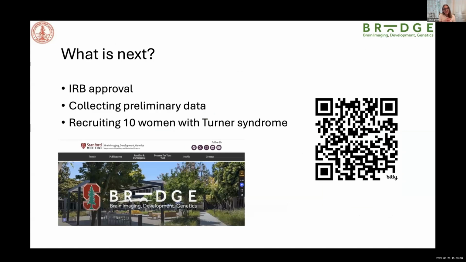So what's next? We just got our IRB approval to collect preliminary data, and we are now recruiting 10 women with Turner syndrome. I put our QR code for our lab website, and it's not up yet because we literally got the approval on Friday. So more to come, and I'll be happy to share once we're active. I'm looking forward to that.